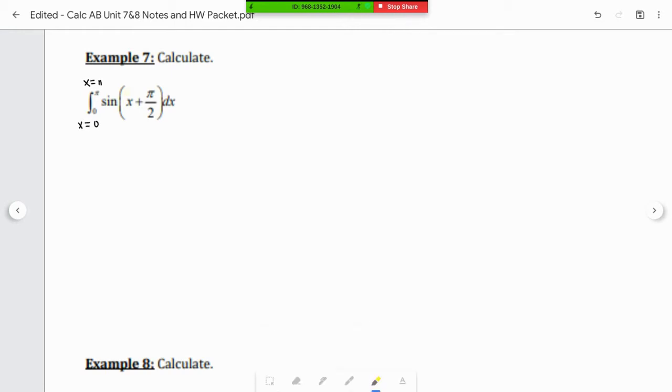In this case, u is going to be that inner function. And so u is going to be x plus pi over 2. Taking the derivative of that gives me du dx is equal to 1. And then multiplying by my dx, I get du is equal to dx. So then I'm going to substitute that in here. So I have the integral of sine of u du, and now I have to change my bounds.